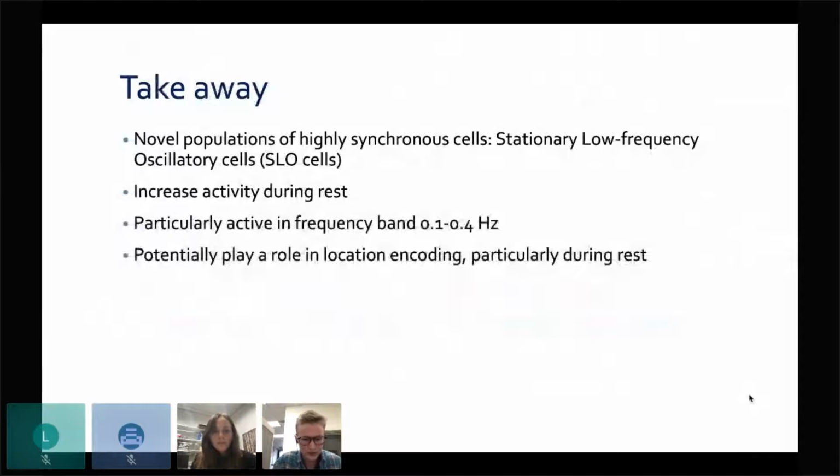So just wanted to give the overall takeaway. We have this novel population of highly synchronous cells, which we call the slow cells, which have increased activity during rest compared to the control cells. They're particularly active in this frequency band of 0.1 to 0.4 hertz, and they seem to play a role in location encoding, particularly during rest. Next slide, please.